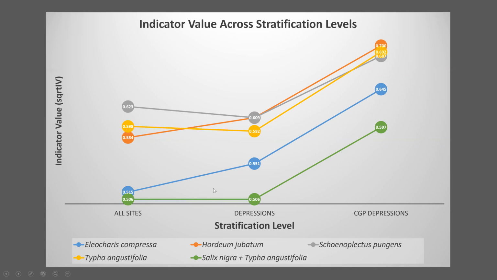So when we look at our results, this is our coarsest level of stratification with all sites, and this is our finest level of stratification with the CGP depressions. And we see a huge jump going from all sites to CGP depressions. So we do get stronger indicators with increased stratification, not much going on at this level.